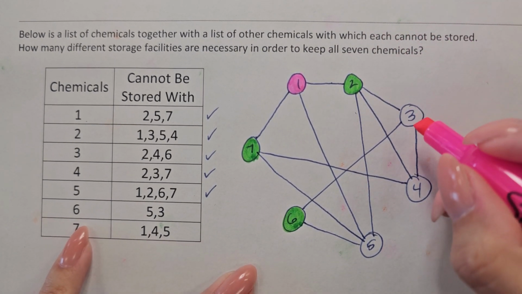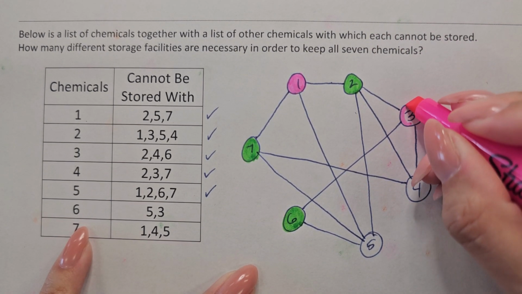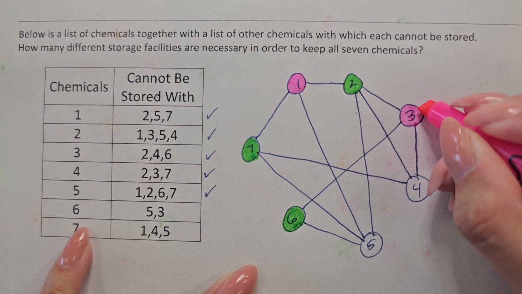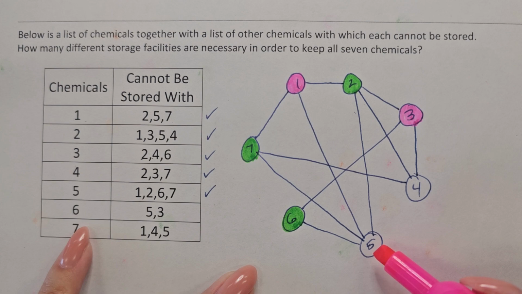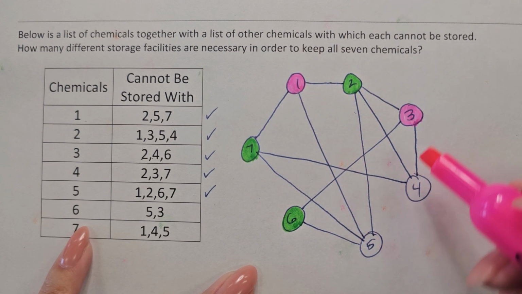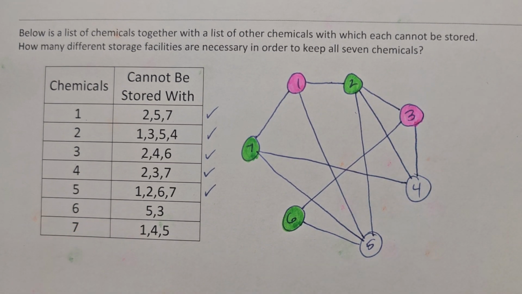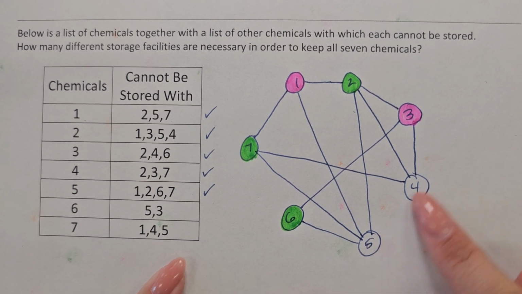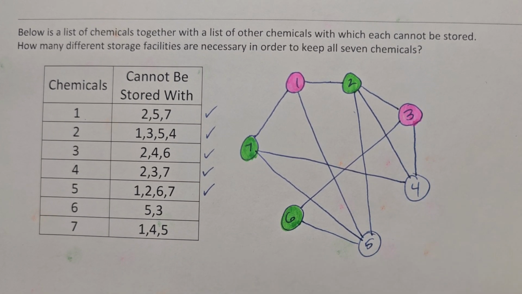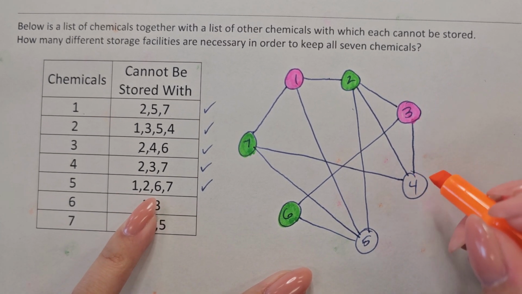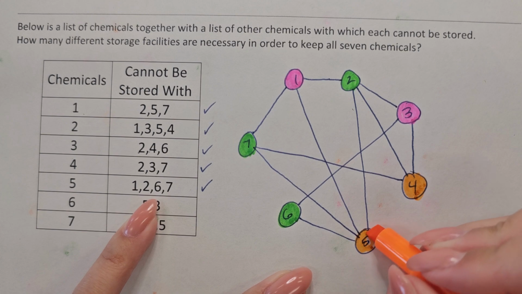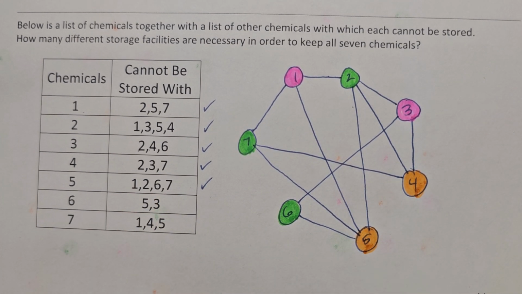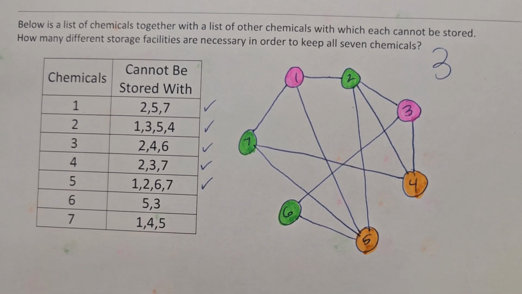I am able to store number 3 in the same facility as number 1. I can't go pink here because of the connection to 1 or to 4 here. But I can see there's no connection between 4 and 5. So once I get to my third color, they're actually going to be okay to be stored together in one facility. So the different storage facilities that are necessary is we would need 3 different storage facilities.